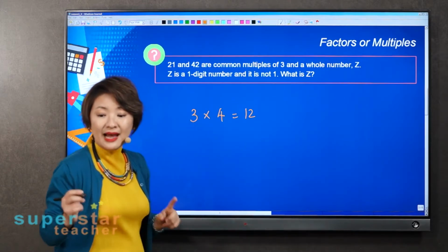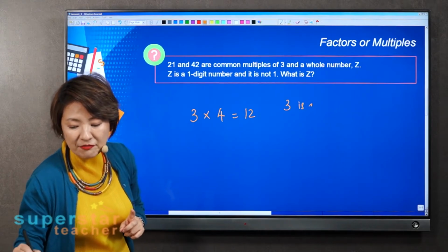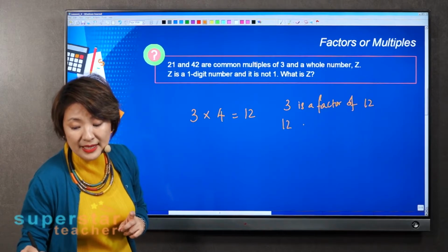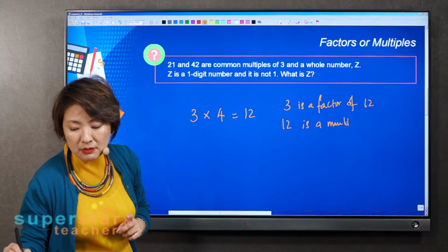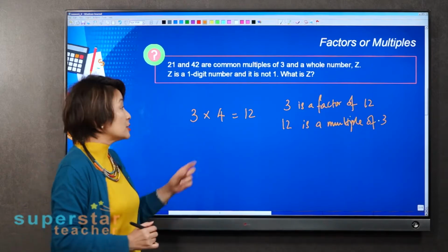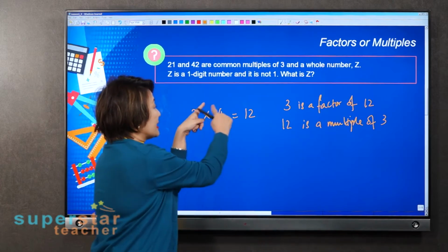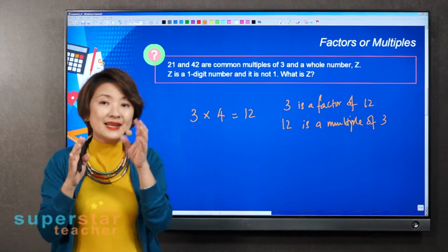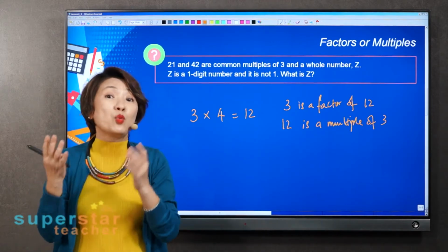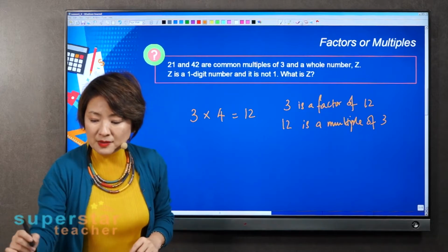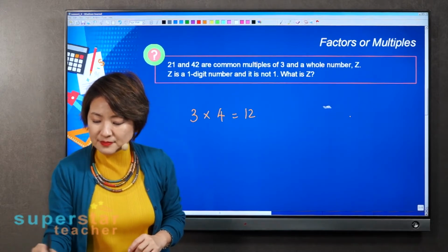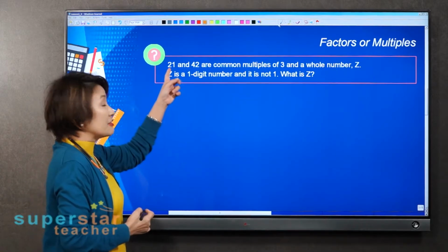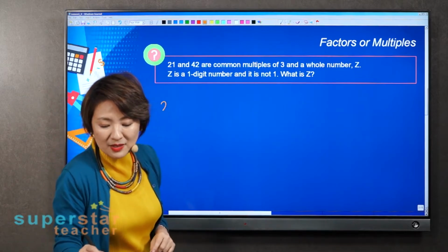Just by writing this sentence, I can say that 3 is a factor of 12. But 12 is a multiple of 3. So you see that they are interrelated, just connected by this number sentence. So you must be ready to, even if you see multiples, sometimes work the factor way. So how do I solve this question? Basically, I will first write out the factors of 21.